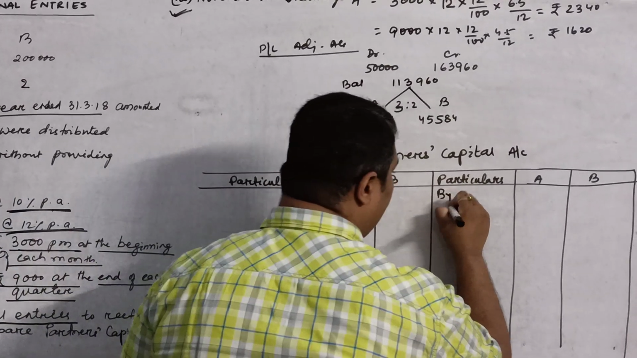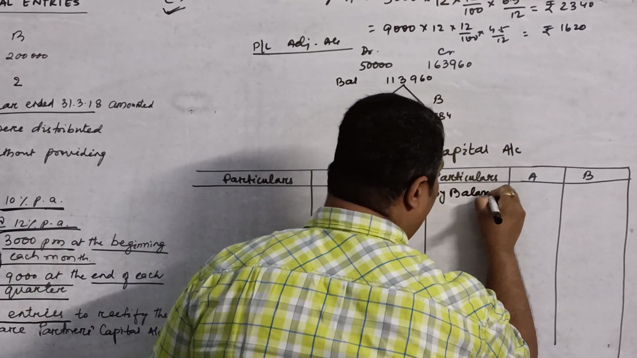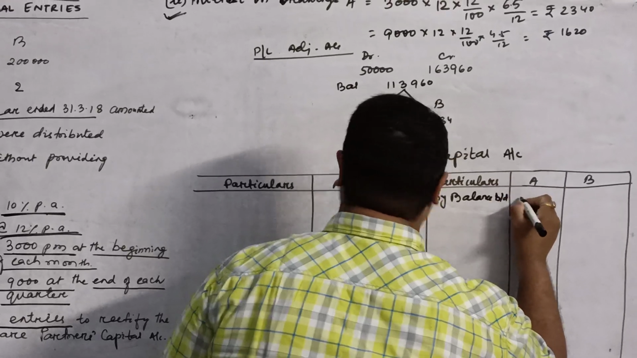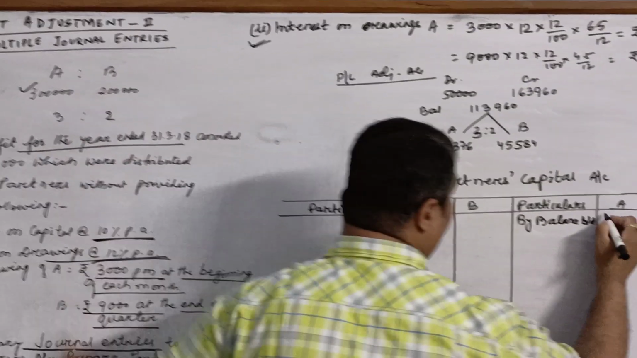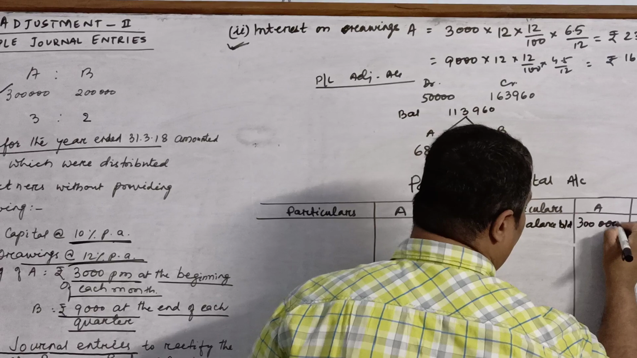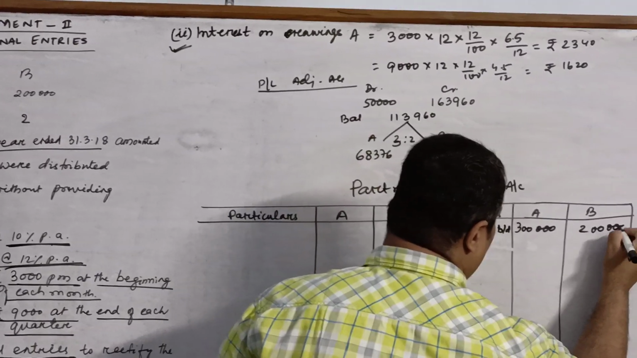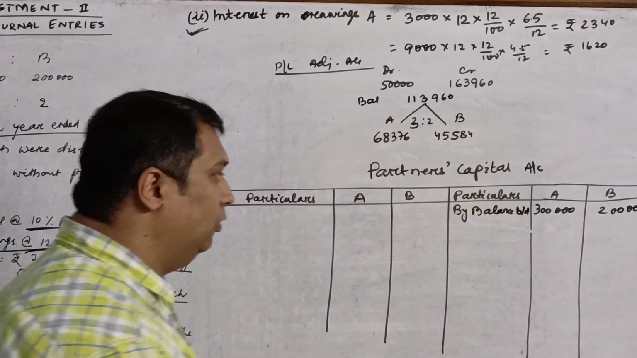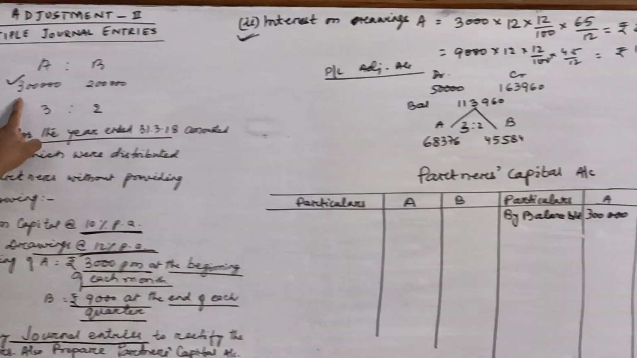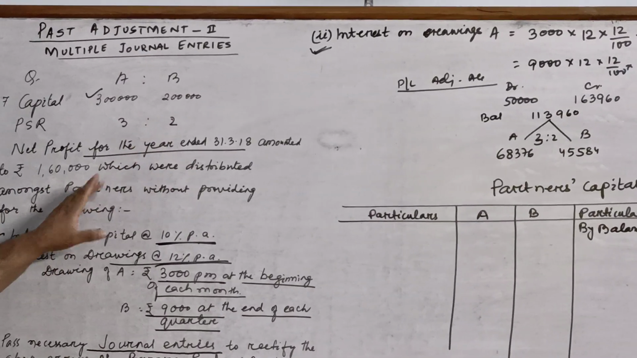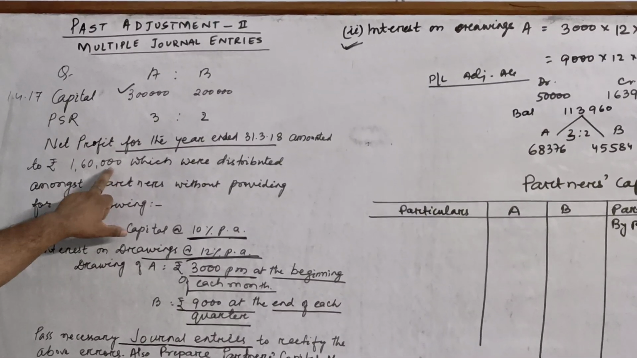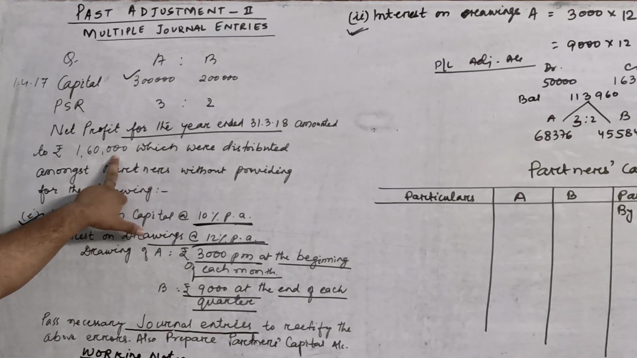First of all, we will write the balance of capital by balance brought down. For A, the capital was rupees 3 lakhs. For B, it was rupees 2 lakhs. Now, after writing the capital, what was the next thing which we had done? We had taken back the profit.